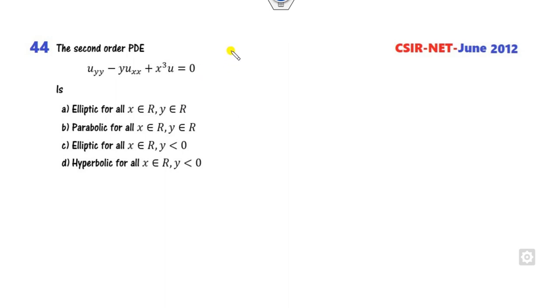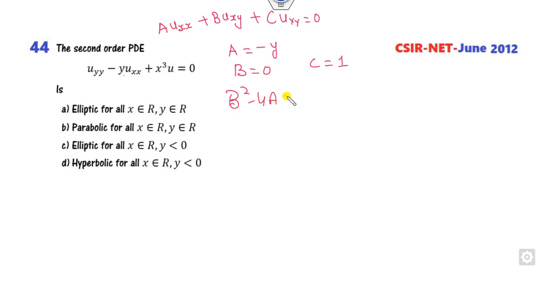Again, if you compare them, a is here, b is 0, c is 1. Always remember, a is the coefficient of uxx, b is the coefficient of uxy, c is the coefficient of uyy. So what is b square minus 4ac? It is 4y. So what will happen when you get b square minus 4ac? It will be a parabola, an ellipse, or a hyperbola. Parabola means equal to 0, ellipse less than 0, hyperbola greater than 0.